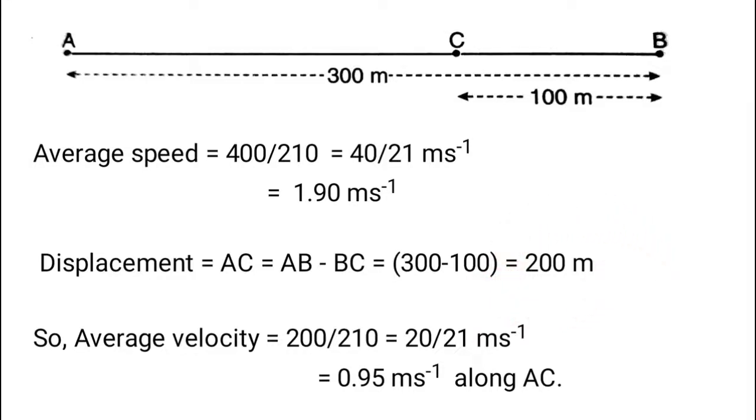So we have a total displacement of 200 meter, and the total time is the same as previous, that is 210 seconds, because he takes 150 second from A to B and again 60 second from B to C. Now we can calculate the average velocity as total displacement upon total time, that is 200 upon 210, equal to 20 upon 21 meter per second, equal to 0.95 meter per second. But again we have to mention the direction. The direction is from the initial point to the final point, that is along AC.